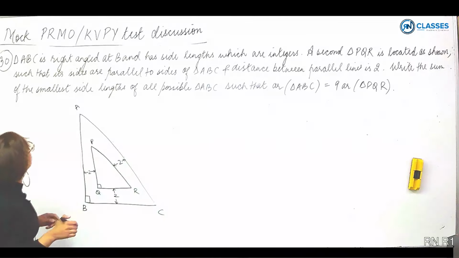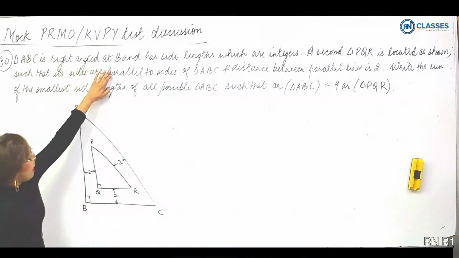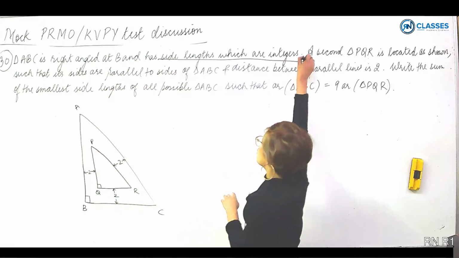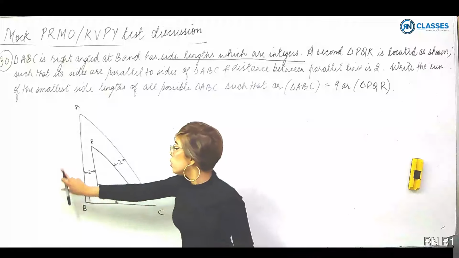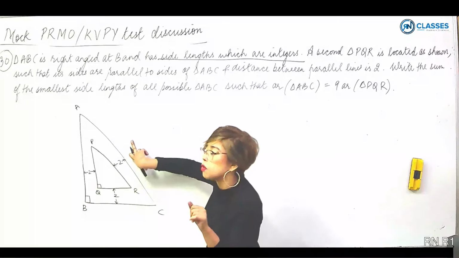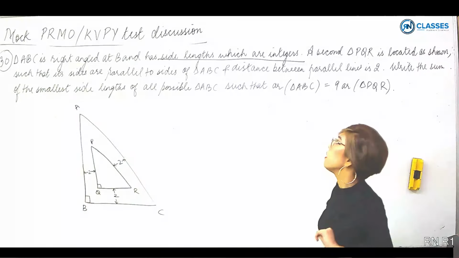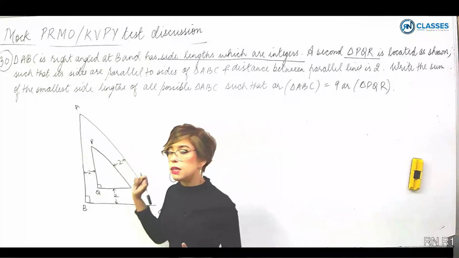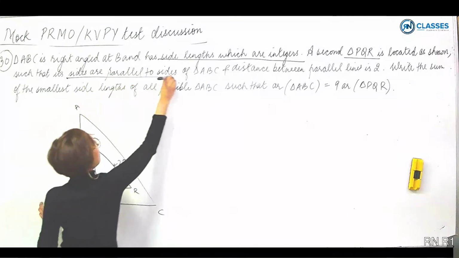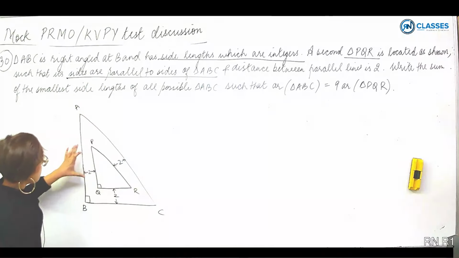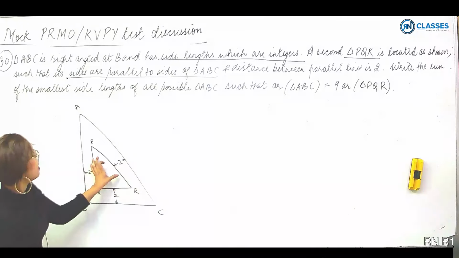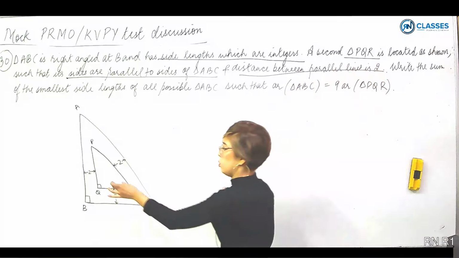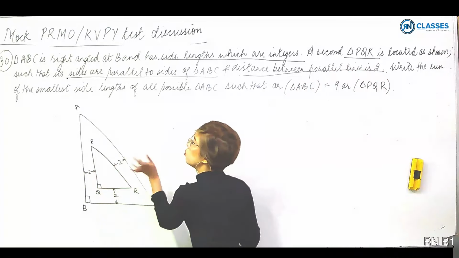Alright, the next one. Triangle ABC is right angle at B, as you can see, and has side lengths which are integers. Side lengths, as in AB is an integer, BC is an integer, AC is an integer. Right? Pythagorean triplets come into mind. A second triangle PQR is located as shown inside triangle ABC, such that its sides are parallel to the sides of triangle ABC. So PQ is parallel to AB, QR is parallel to BC, PR is parallel to AC. And distance between the parallel lines is 2. So this distance is 2, 2, 2.